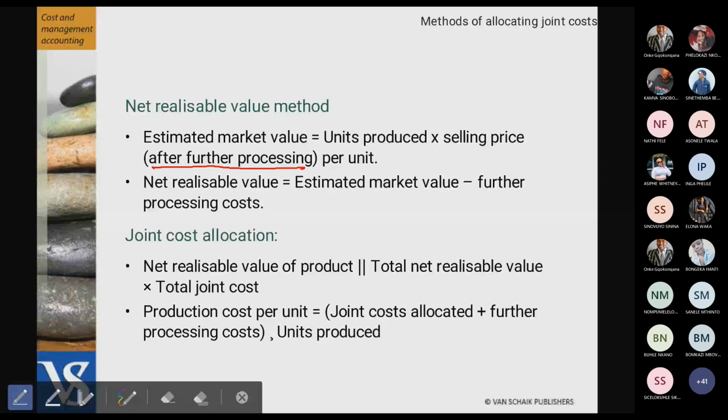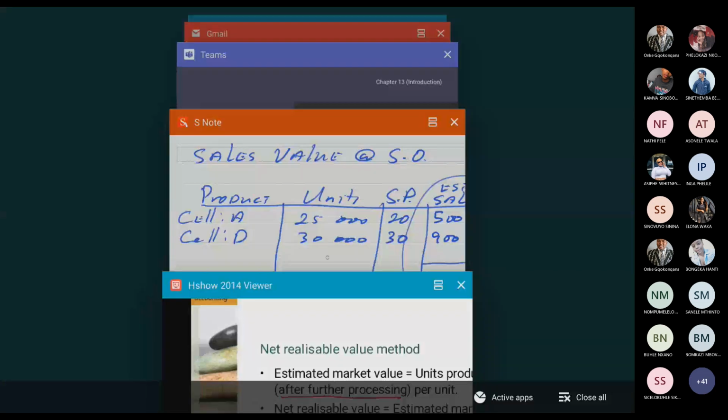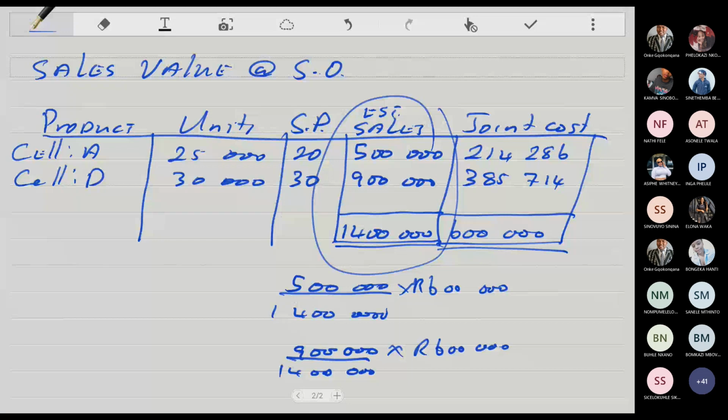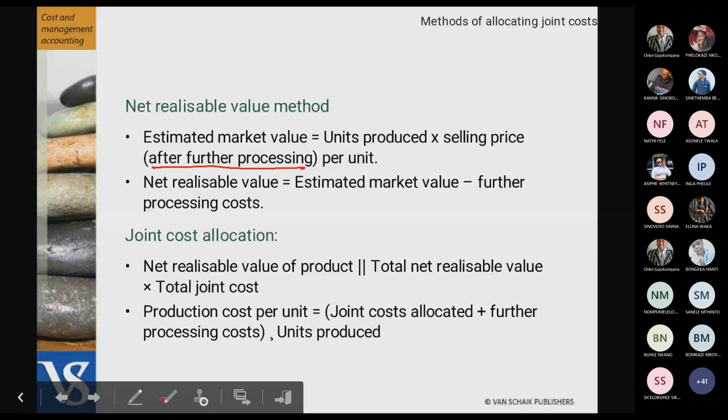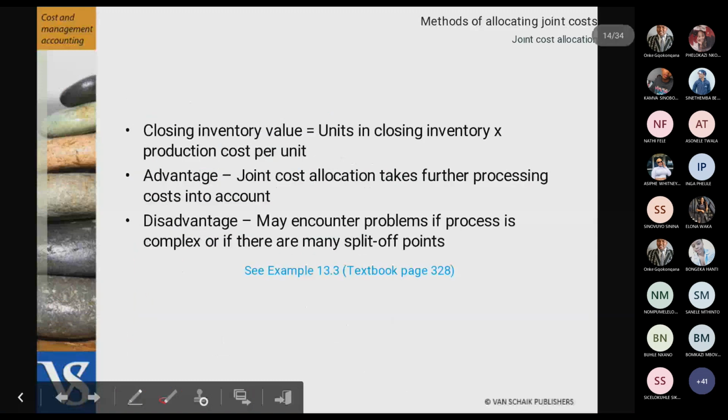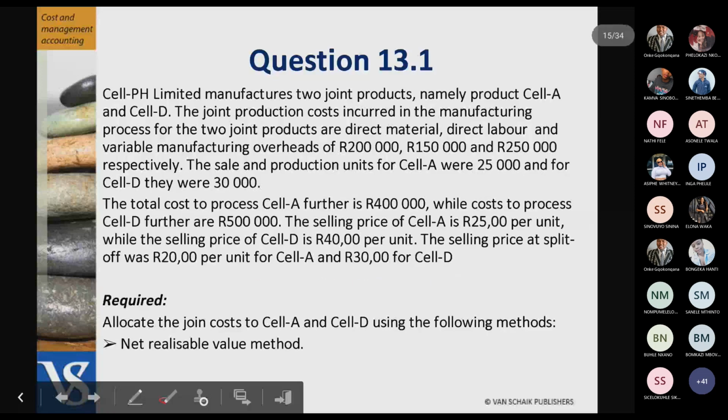So that's our third method of allocating our joint cost, the net realizable value method. That's how I will calculate this amount. Now let's look again at the advantages and the disadvantages of that. Let's look again at this same question, but now the requirement is to use the net realizable value method to allocate our joint cost.